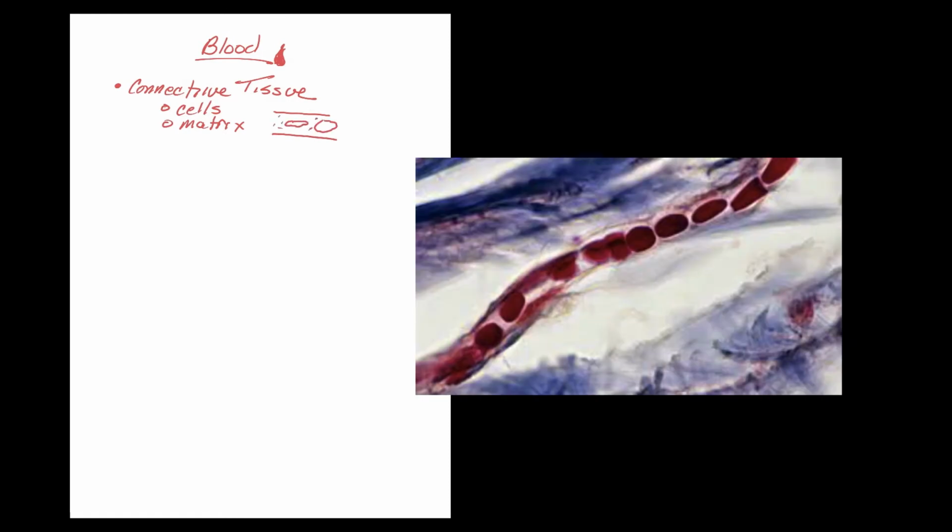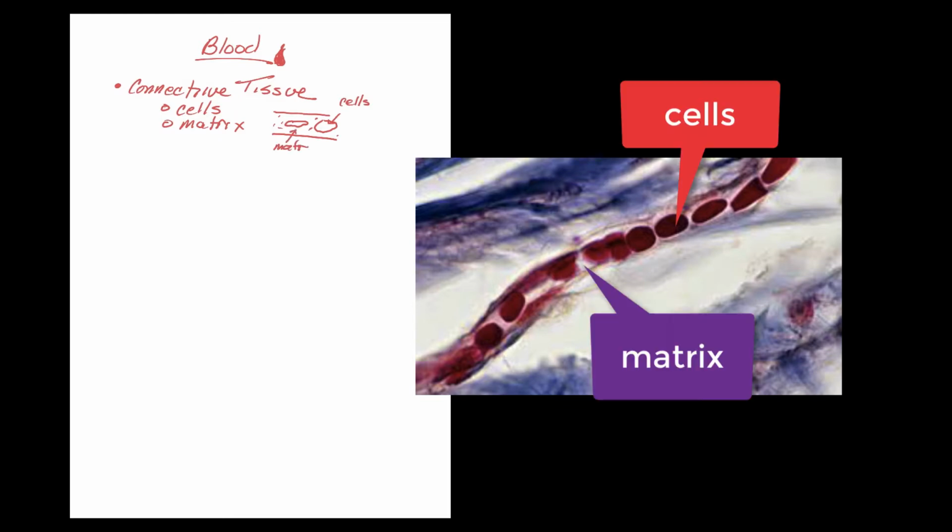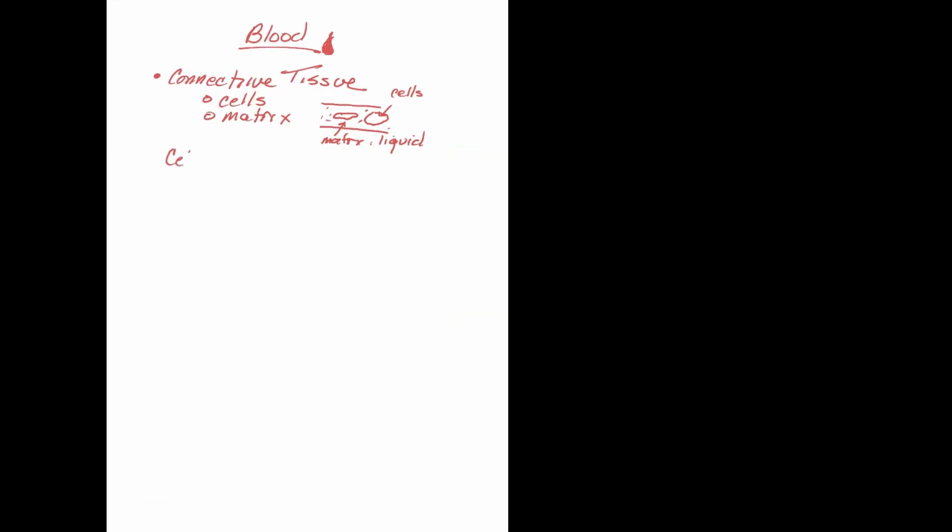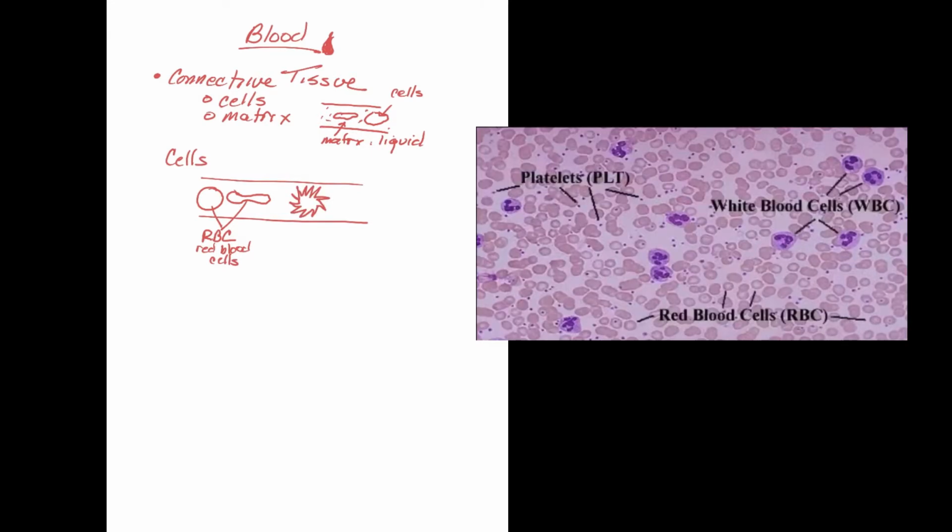And in this case, the cells are red blood cells and white blood cells, and the matrix in this particular case is liquid. It's the only liquid, well, you could say lymph is probably connective tissue as well. So the different kinds of cells are red blood cells, white blood cells, and platelets. I realize my white blood cell is probably not the best drawing ever.